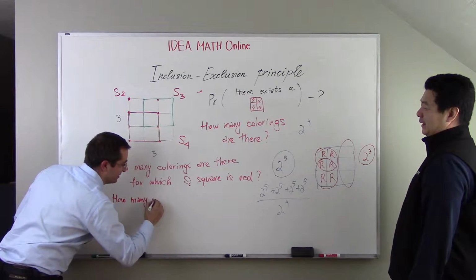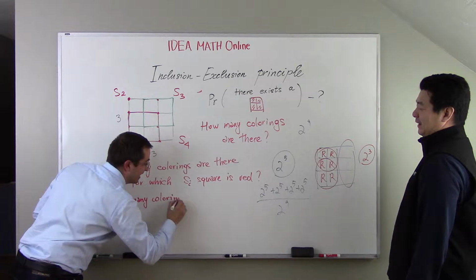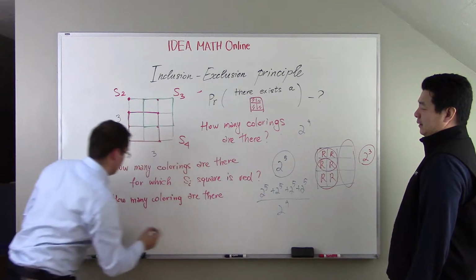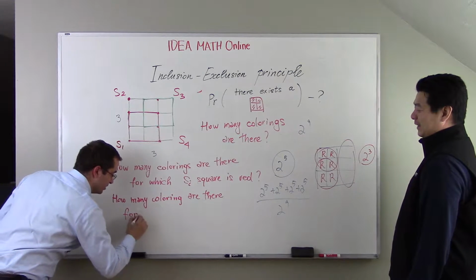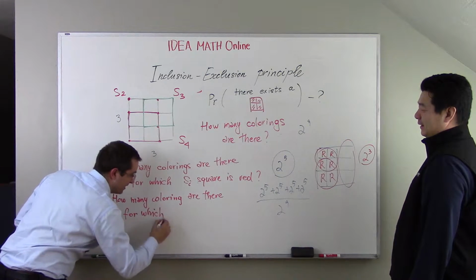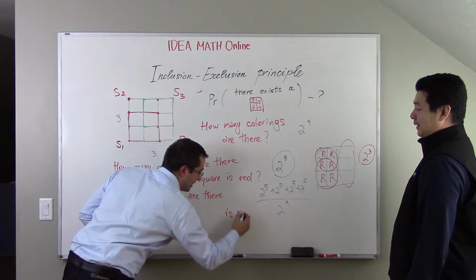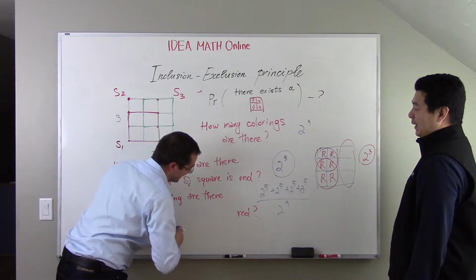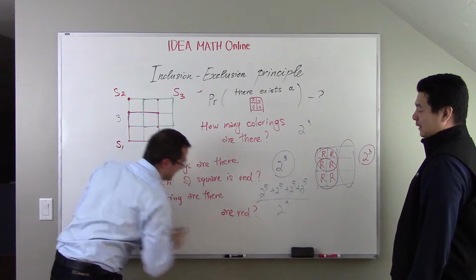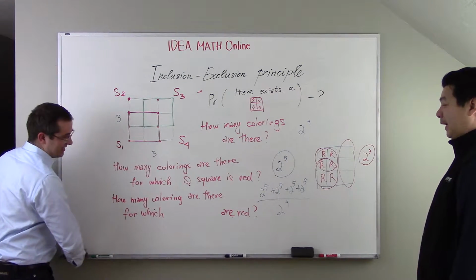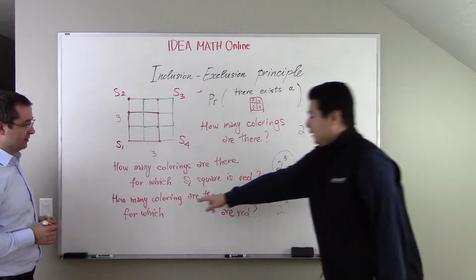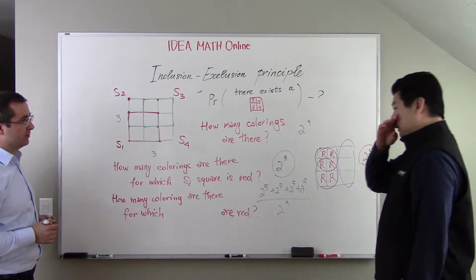So how many colorings are there for which S_i is red? And this time actually both are red. We are giving our students a hint. You need both of them. So what do you guys think? What can you fill in here? Give it a try.